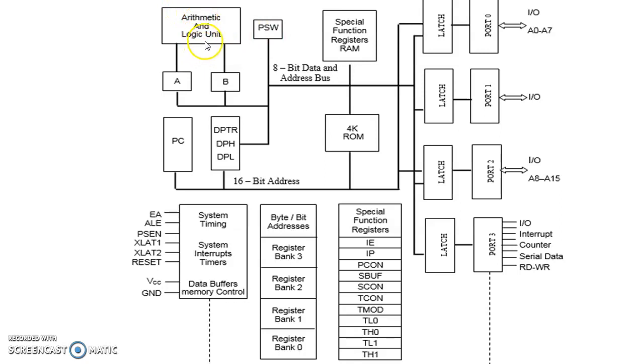The arithmetic logic unit is used for arithmetic and logical operations with the help of the contents of the ALU and other registers. This is the accumulator, this is the B register. Program counter and DPTR are the two 16-bit registers in your 8051. So this is the general block diagram of your 8051. It has an 8-bit data bus and a 16-bit address bus. As it is an 8-bit microcontroller, your data bus should be 8-bit.